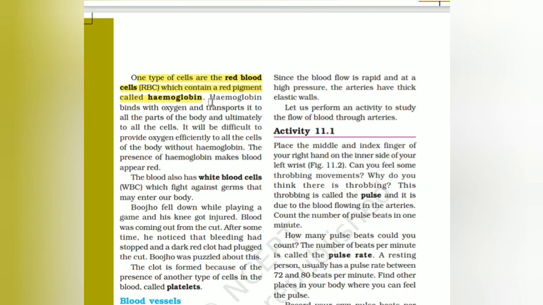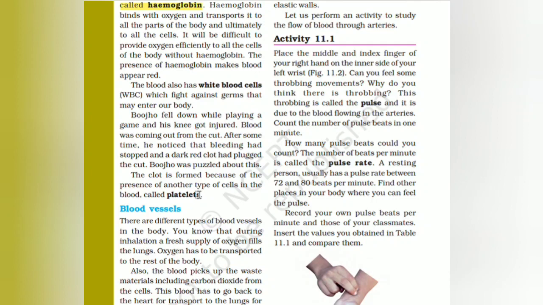Bojo fell down while playing a game and his knee got injured. Blood was coming out from the cut. After some time, he noticed that the bleeding had stopped and a dark red clot had plugged the cut. Bojo was puzzled about this. The clot is formed because of the presence of another type of cells in the blood called platelets. The white blood cells fight against the germs that enter the body, and the clot is formed because of the platelets.